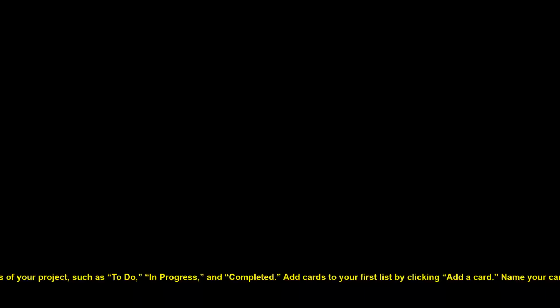Next, create lists to represent different stages of your project, such as to do, in progress, and completed. Add cards to your lists. Click Add Card to save it. To add more details to your card, click on it once it's created. In the card view, you can add a description, checklists, due dates, and attachments.